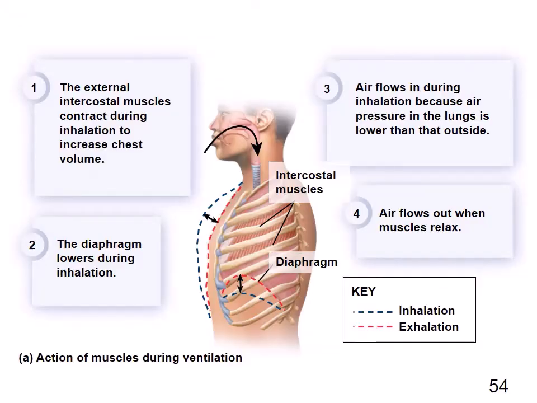So here's a picture of how we breathe, basically. A big one is the diaphragm. It's the muscle that separates your abdominal cavity and your thoracic cavity. And if you remember doing the rat dissection, you probably remember seeing the diaphragm.